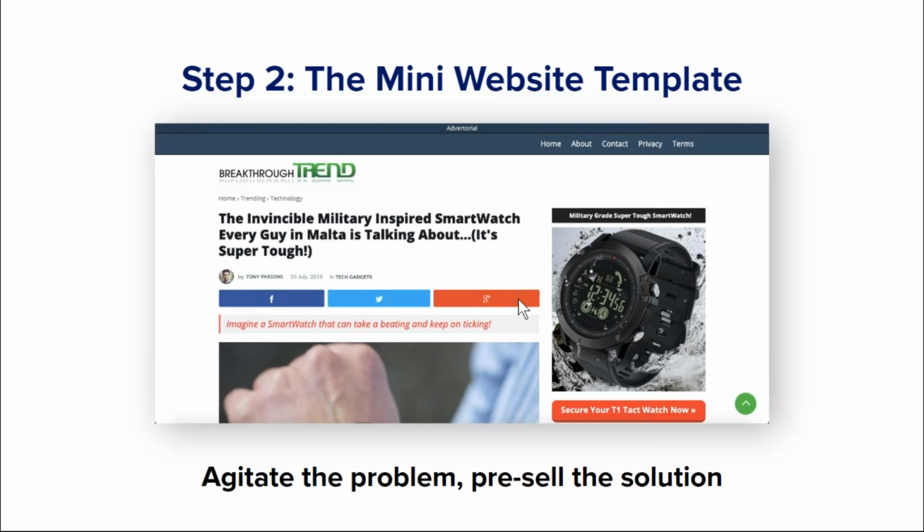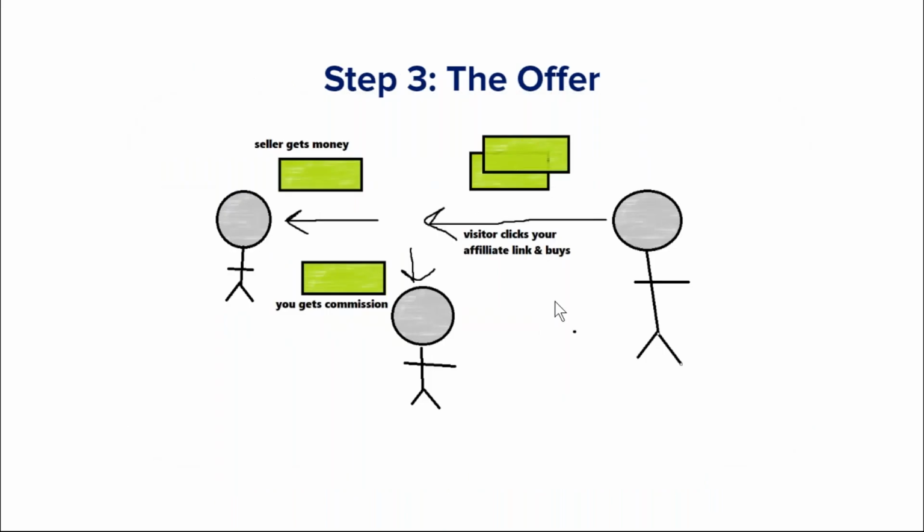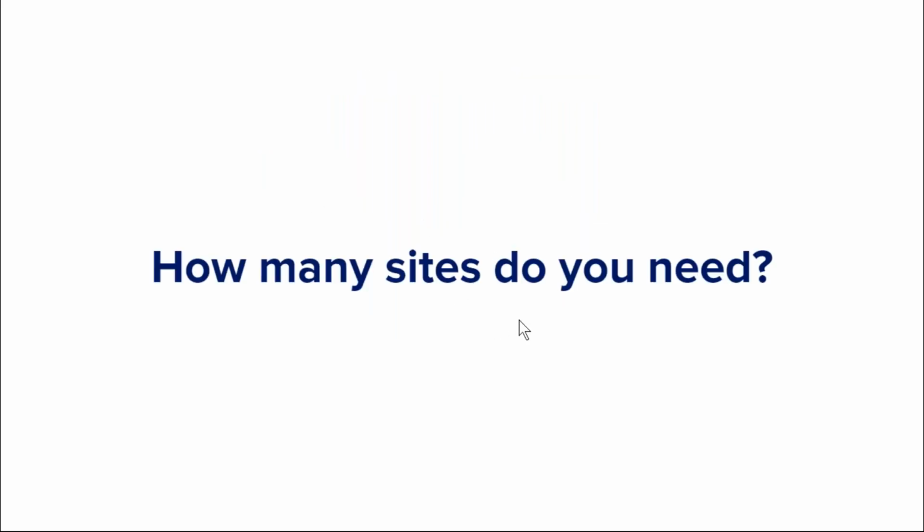200,000 digital and physical products. So we know what works, we know what converts. Hard work taken care of for you. So very simple, guys. The visitor clicks on your affiliate link, they buy, you get your commission, and the seller gets their money. So how many sites do you need?